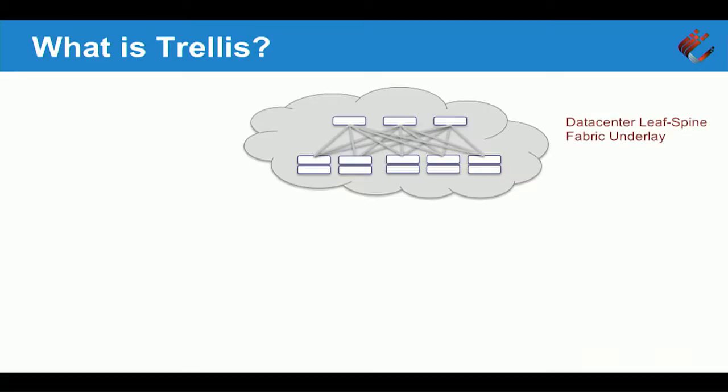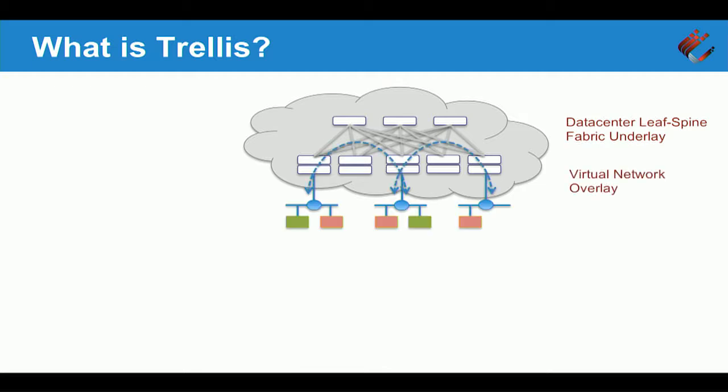So jumping right in. What is Trellis? At its heart, it's a combination of three things. There is a data center leaf spine fabric that we consider as an underlay network. On top of that, there is a virtual network or a collection of virtual networks and the infrastructure that supports a collection of virtual networks that we call virtual network overlay. And this is based on VXLAN tunnels from one compute node to the other.